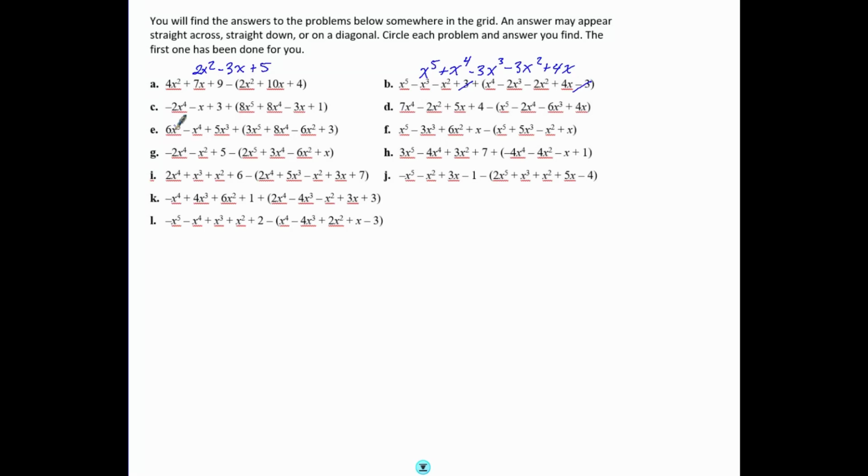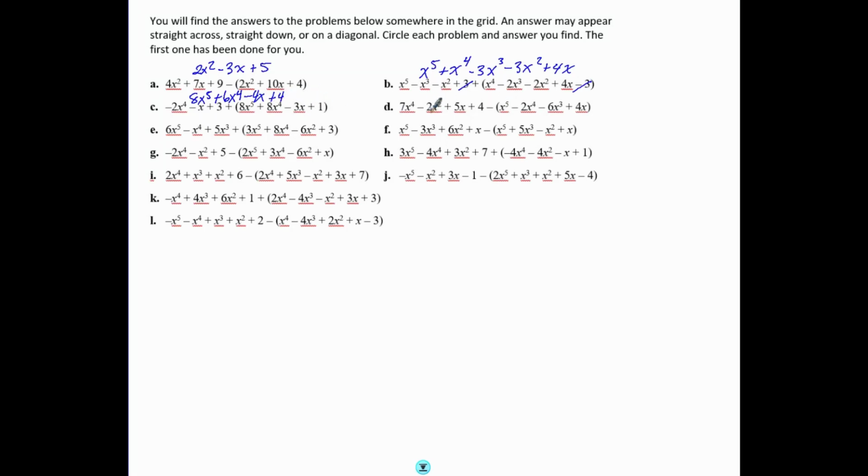How about a couple more? So starting here with this 8x to the fifth. No other monomials to the fifth degree, so just start with 8x to the fifth. And then negative 2x to the fourth plus 8x to the fourth, it's going to be plus 6x to the fourth. Let's see, what's next? I have negative x minus 3x, so that's going to be minus 4x. And then 3 plus 1 is going to give us 4.